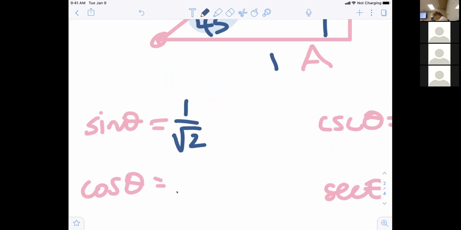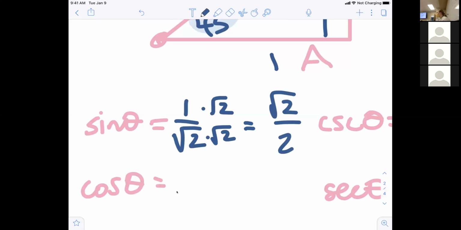Good. Multiply top and bottom by square root 2. So I get root 2 over root 2 times root 2 is root 4, and square root of 4 is 2. I also just think when you rationalize it, you're just left with the number that's in the radical. Okay, so that's my sine.